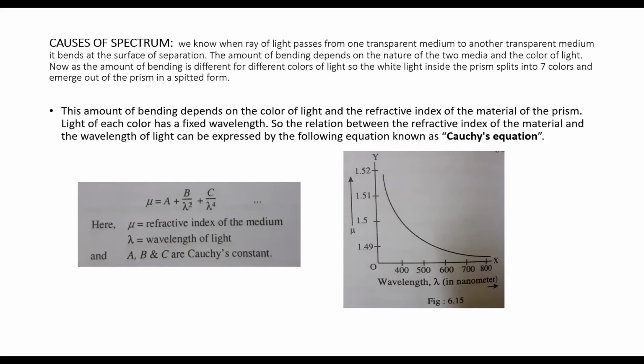One important point to remember is that different colors of light have the same speed in air, that is 3 into 10 to the power 8 meters per second. All the 7 colors travel at the same speed in air, but the moment they hit the glass of the prism, the speed of the different colors changes. The red has the maximum speed and the violet has the minimum speed.